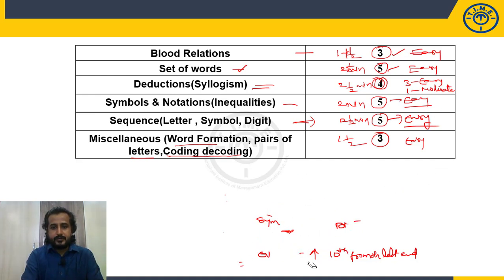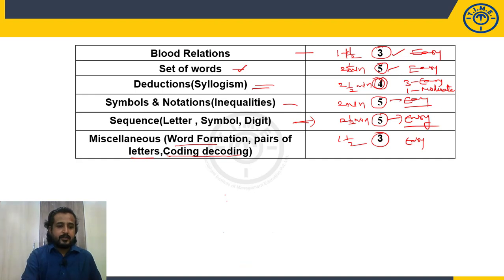And one more is pairs of letters. How many such pairs of letters are there in the word so and so, which have as many letters between them as they have between them in the English alphabet. And there is one question given on coding and decoding. Generally we get coding decoding for 5 marks, but here it is given only one question. Now, what are those questions?